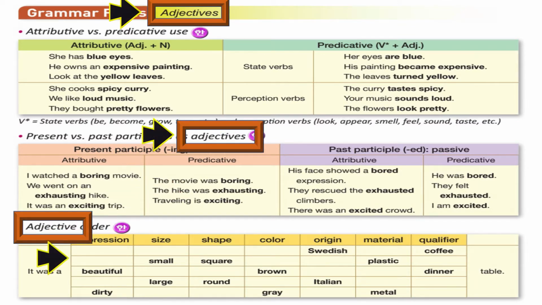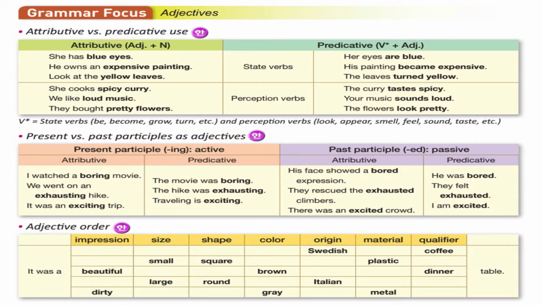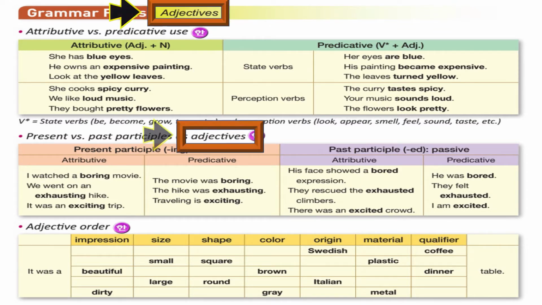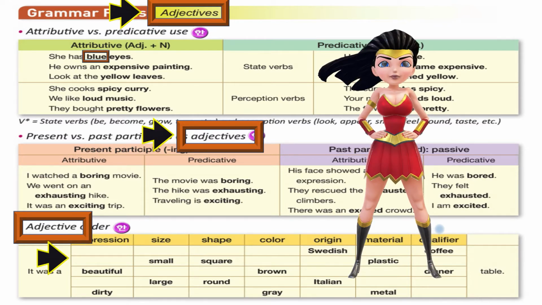You can see here in grammar focus, it says adjectives. Below that it says attributive versus predicative use, present versus past participle as adjectives, and down the bottom, adjective order. Because you can use many adjectives to describe a feeling or the look of something. Yeah, true. We can use more than one word to describe our feeling. Yes, or the look of something. This example sentence at the top is describing the look.